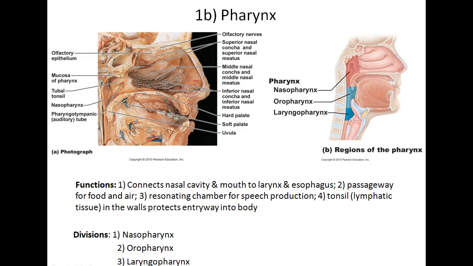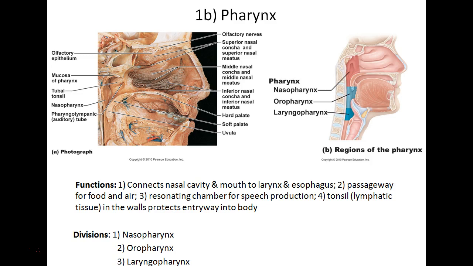What else is there to say about this? It's interesting to note how large the tongue is and what a large muscle mass that is. We'll talk a little bit more about that tongue when we get to the digestive system. It's also worth noting that there are some functions to this pharynx. It's going to connect the nasal cavity with the larynx and the esophagus. It's also going to be a resonating chamber for speech production, and we're going to have tonsils, in other words, lymphatic tissues that protect the entryway into this human body.